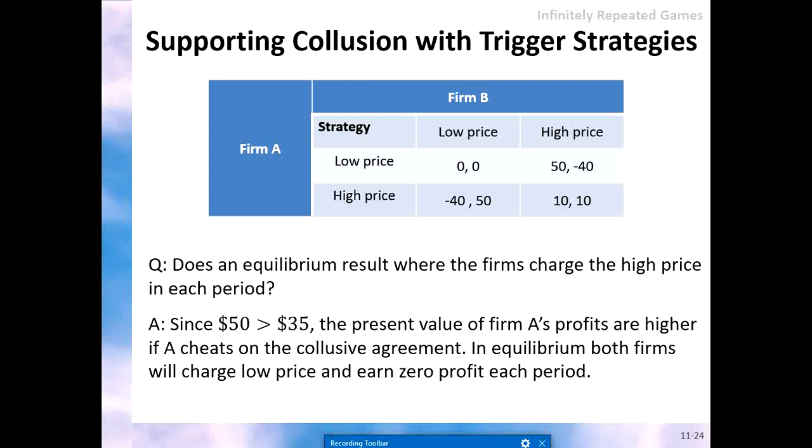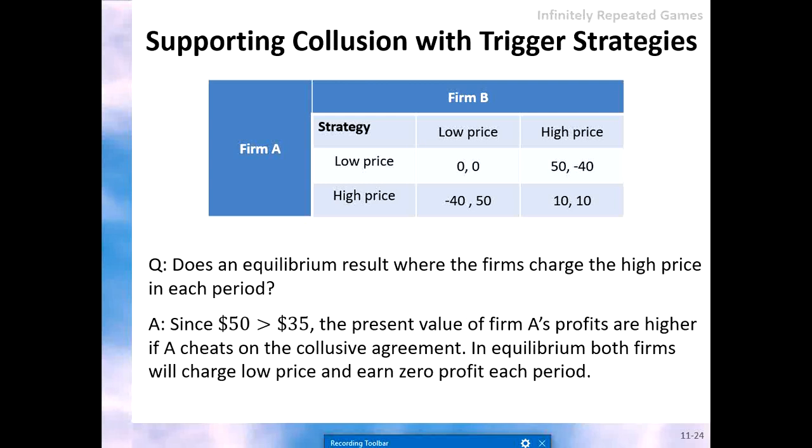Since firm B knows that there is a possibility that firm A will cheat in order to get a higher 50, because the interest rate is very high, firm B will also charge the low price, because it knows that firm A will charge the low price. Therefore, both of them will get zero payoff.